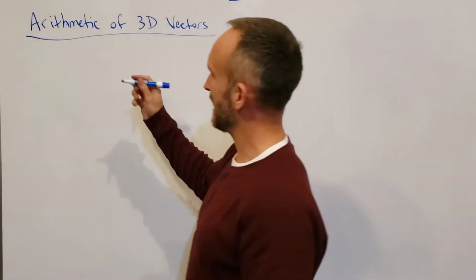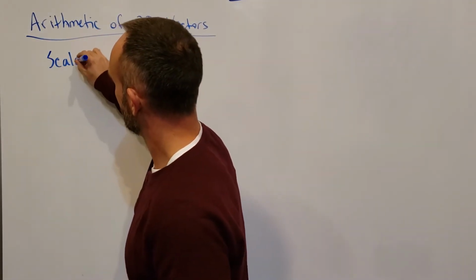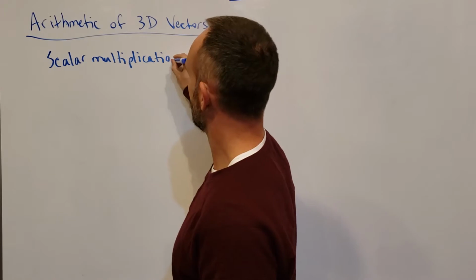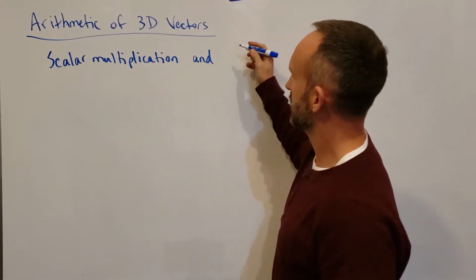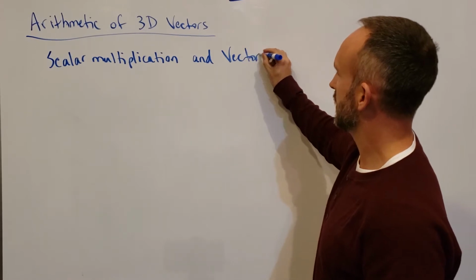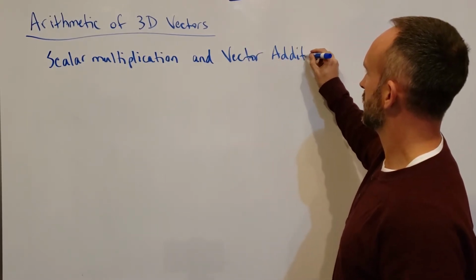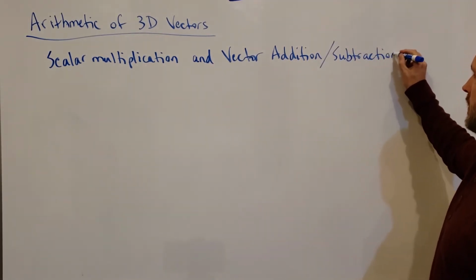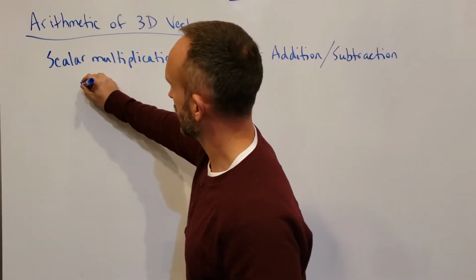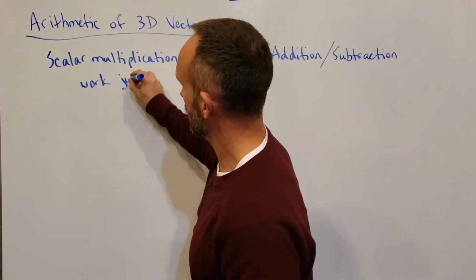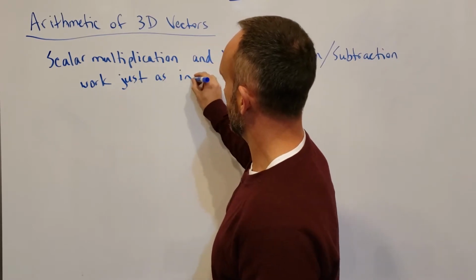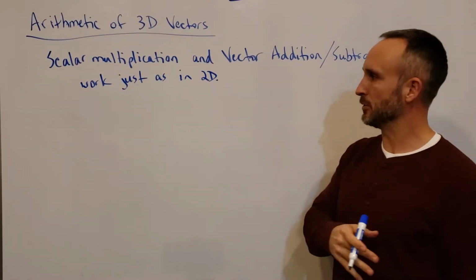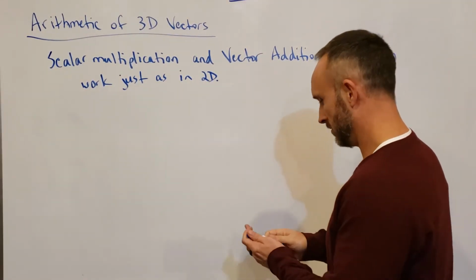So scalar multiplication, and vector addition or subtraction work just as in 2D. Okay? So we can try some examples of this. Let's do that.